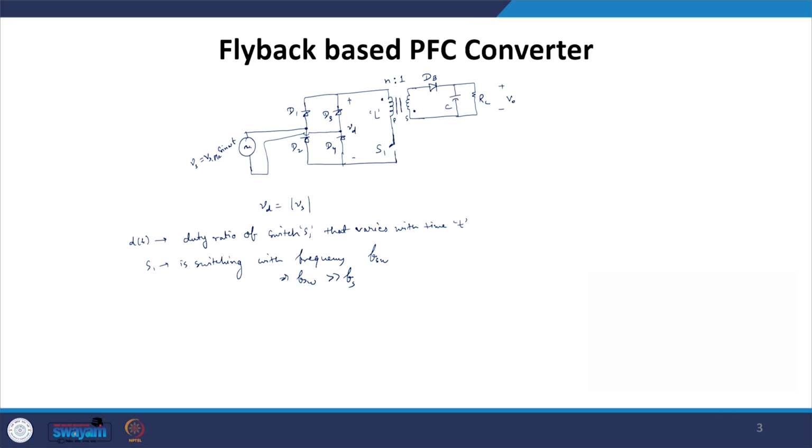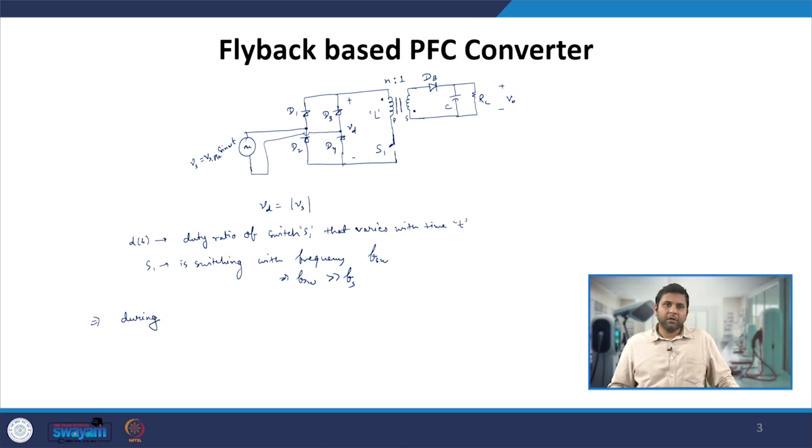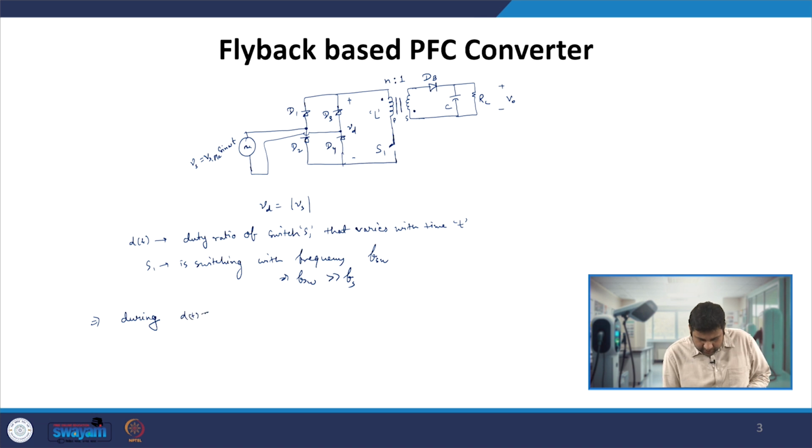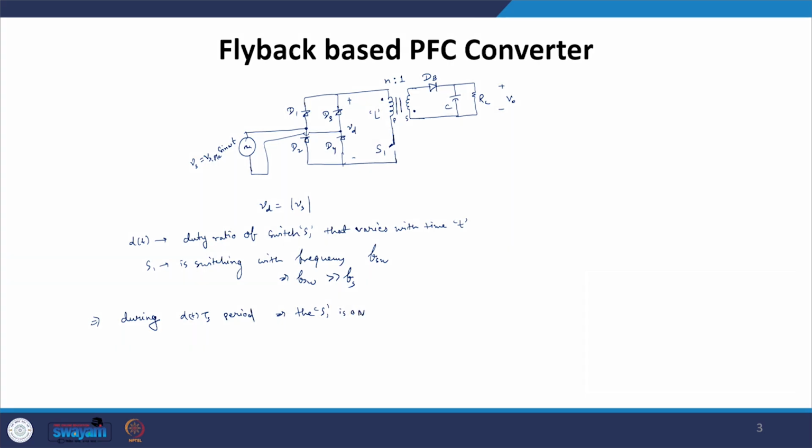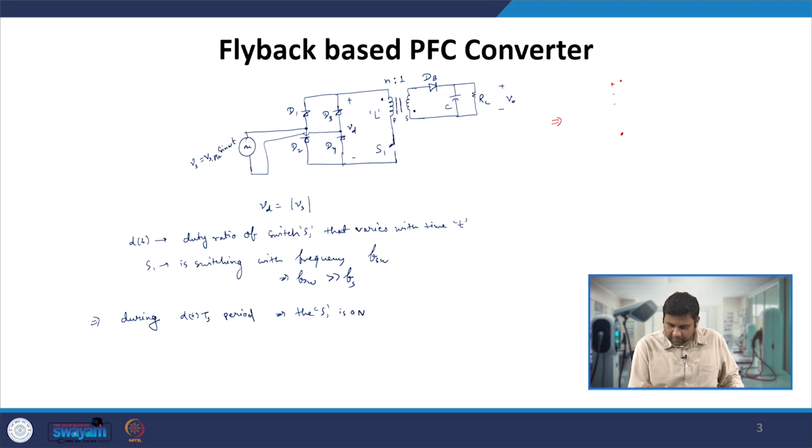So here what we can do is we can now say that during D of t Ts period, during this period the S1 is on. Now if we look very carefully, since the S1 is on, our circuit will be, let me just draw the Vd voltage, which is nothing but the modulus of Vs.